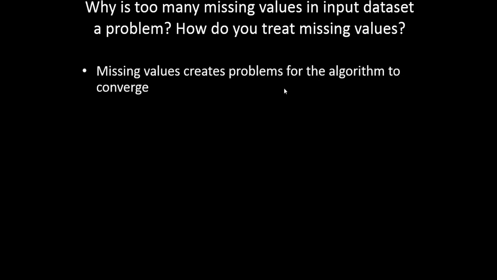The next question is, why are too many missing values in the input dataset a problem, and how do you treat missing values? This is an important question. In most technical interviews, you will face this question. Well, the missing values actually create problems for the algorithm to converge. A lot of times, if your data set has too many missing values, it takes a lot of time to converge firstly, and also many times your algorithm will not converge. That means if you're running a logistic regression or a discriminant analysis, most likely with a large number of missing data, it's not going to converge properly.